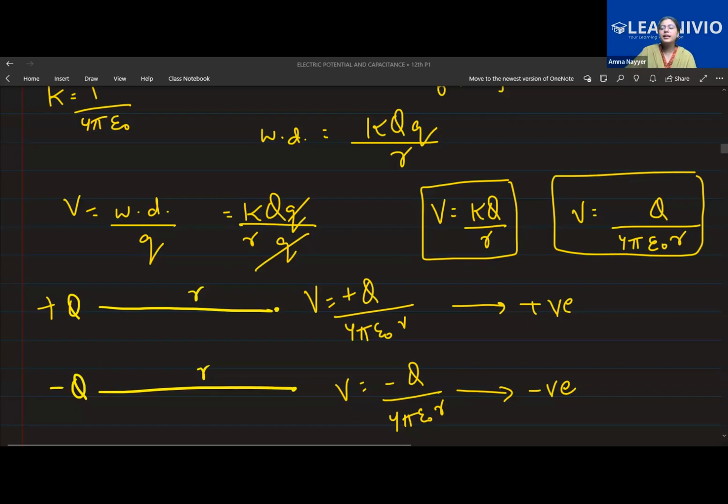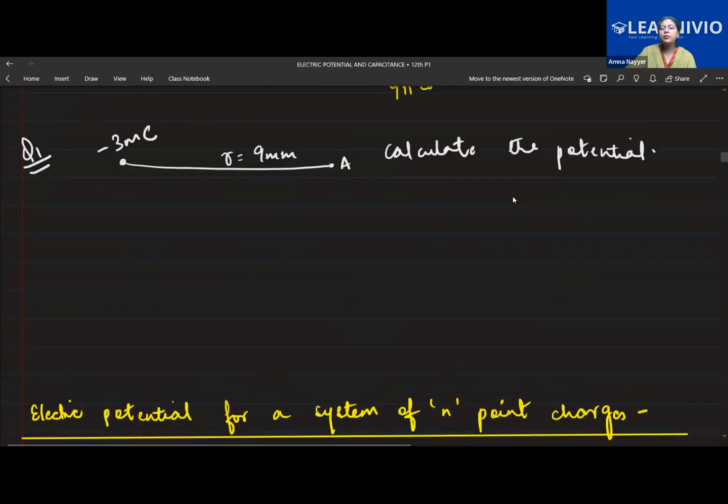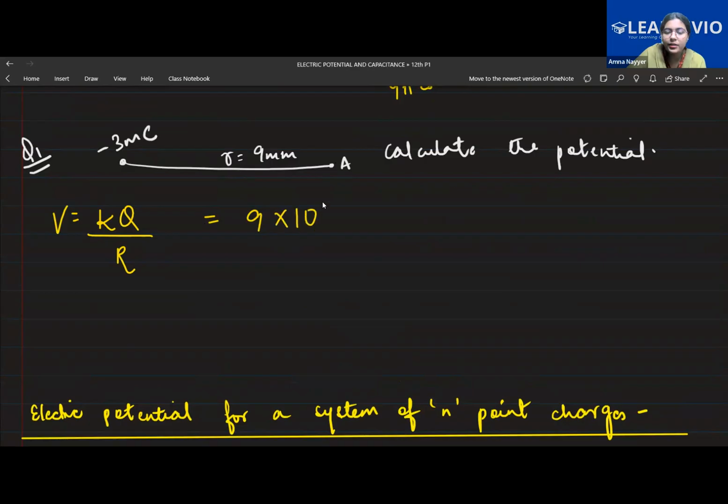See, this is the formula of electric potential due to a point charge. So let us calculate this. Here the charge is given and separation is given, and you are asked to calculate the potential at this point. So see, the formula of the potential is K Q by R. Now, K, we already know it is 9 into 10 to the power 9.